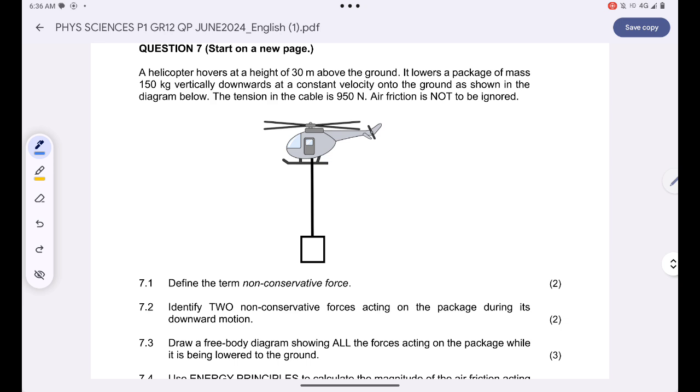A helicopter hovers at a height of 30 meters above the ground. It lowers a package of mass 150 kilograms vertically downwards at a constant velocity onto the ground as shown in the diagram below. The tension in the cable is 950 newtons. And air friction is not to be ignored.